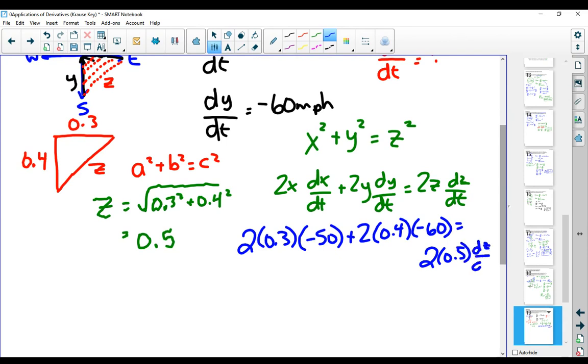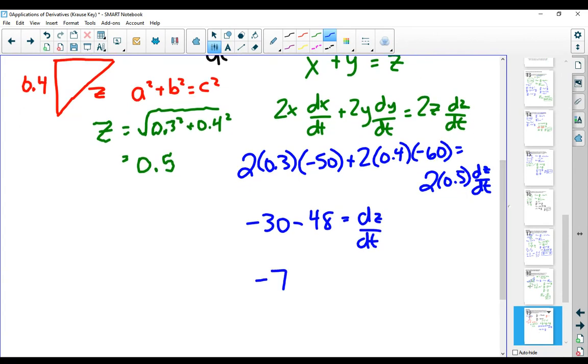0.5 dz/dt. Lots of simplifying here. We end up with negative 30 minus 48 equals dz/dt, because 2 times 0.5 is 1. And so one last step of simplifying, we end up with negative 78 miles per hour equals dz/dt. So as those cars are approaching at those rates, they're actually approaching each other at 78 miles per hour.